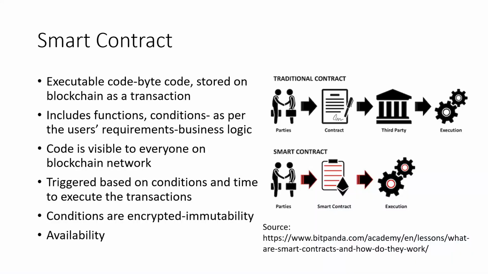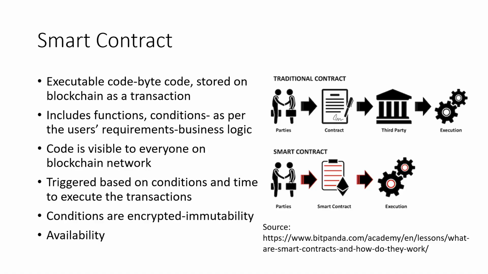So already we have seen what a smart contract is. It is executable code, which can be called byte code, stored on the blockchain transactions. So if you see the traditional contracts, where two parties are meeting, they agree to their terms and conditions, and the contract is like a paper-based contract, created by a third party and then the execution is taking place.